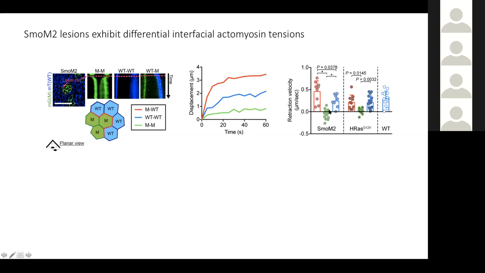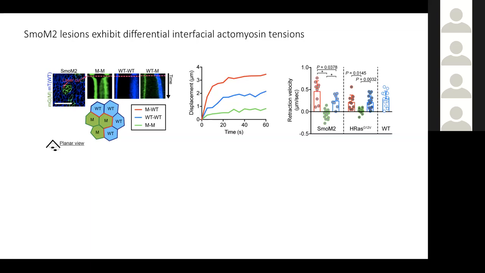Excuse me, Vince, could you explain in a little more detail what the effect of laser ablation is? How does it influence the tension? Yeah, great. The idea here is that we'll bisect a junction, schematized here with the red dotted line. Then we'll follow the vertices of two junctions and see how their position changes over time. The idea is that as there's more tension on a junction, its displacement over time increases at a higher rate or velocity than a junction that has lower tension. So this is purely a way to measure whether there are differential tensions on junctions within these mutant clones.